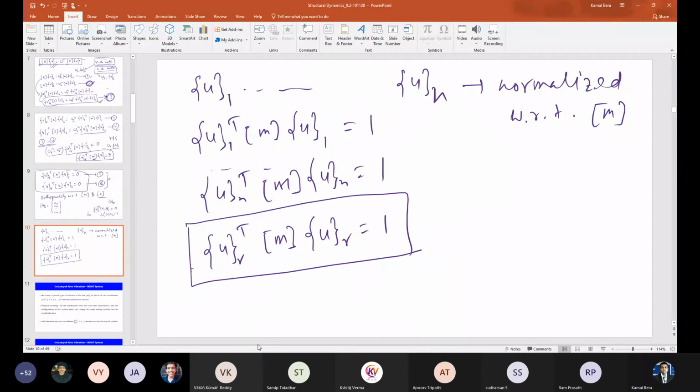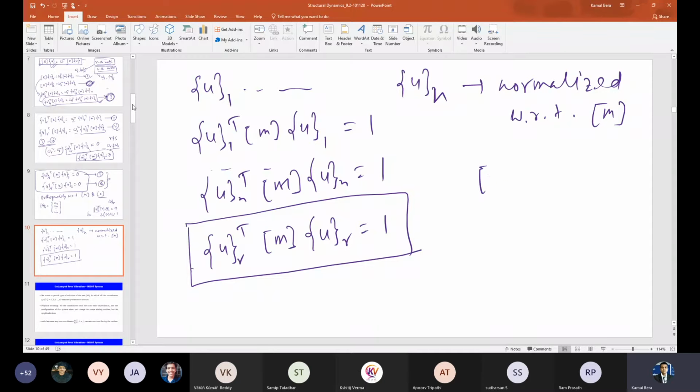You have to remember that these are now normalized modes. That's why these mode shapes are also called the normal modes. And since they are orthogonal as well as normal, you can call them orthonormal also. Now, what I am trying to say is that UR transpose M UR equals 1.